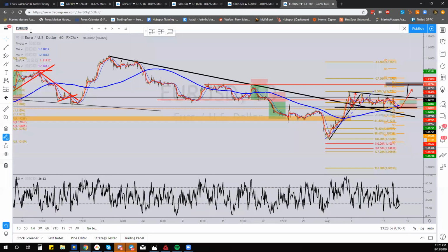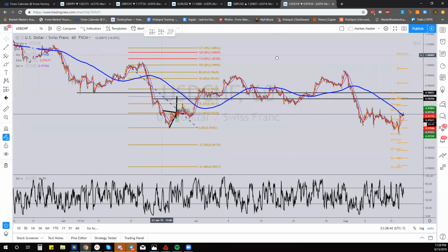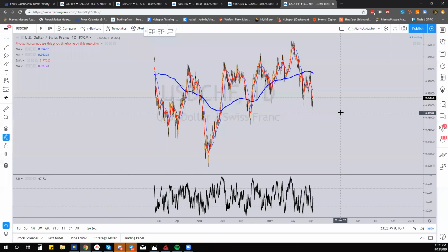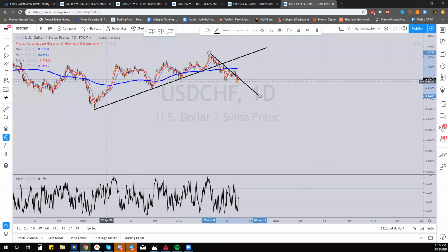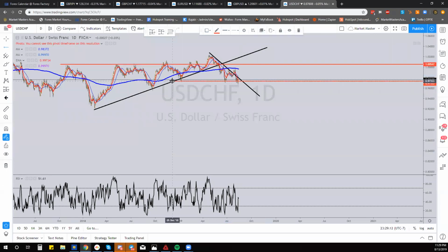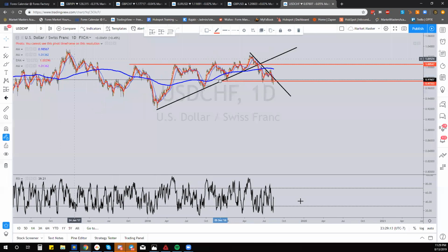Let's go to USD CHF. I'm going to erase everything, go out to the daily. Did have some support on this side. Now it's going towards that downtrend resistance. Okay, 4 hour.